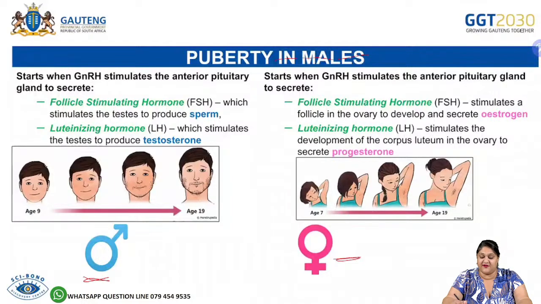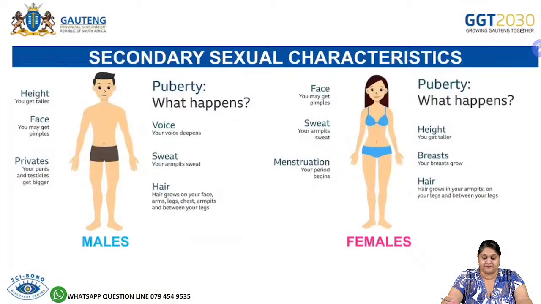And you can see from age 7 to age 19 here with the females, now they are showing us that we have armpit, or underarm hair. Okay, so here are also some secondary sexual characteristics, and those are what I was referring to just now. So what happens in puberty in males? With regards to the height, they get taller. The face, they may get some pimples. The penis and testicles get bigger. The voice usually deepens. You start getting sweat in the armpits, and the hair grows on the face, the arms, the legs, the chest, the armpit, and also between your legs.